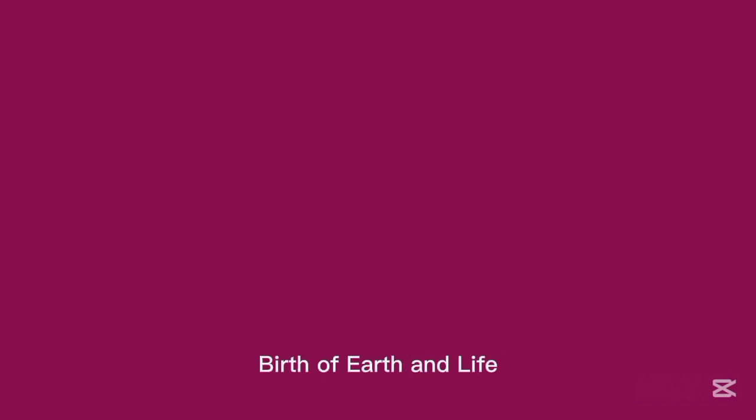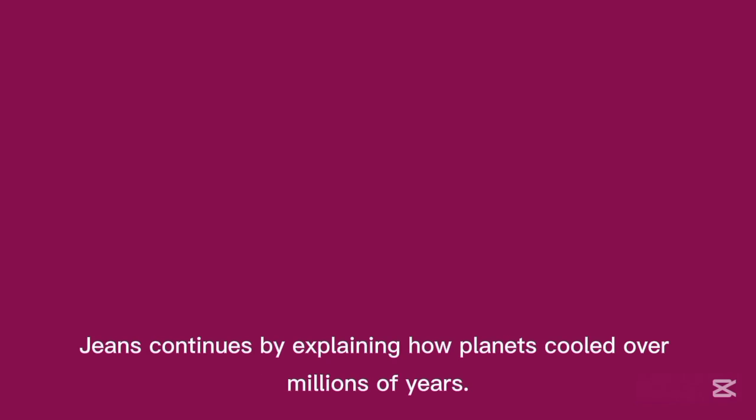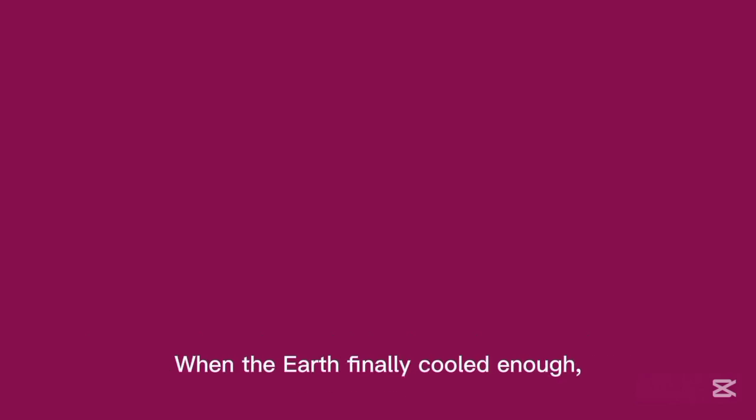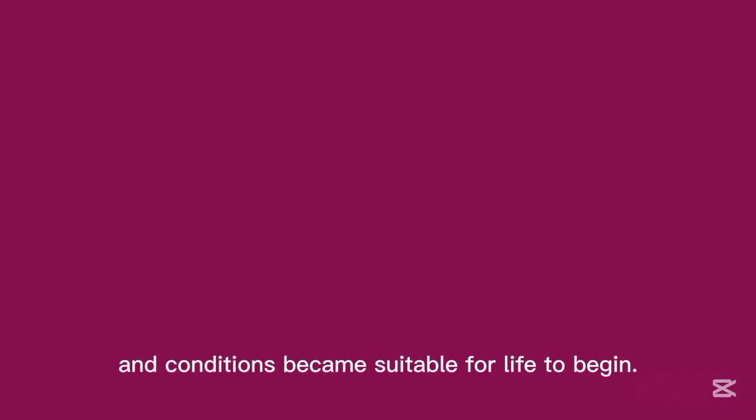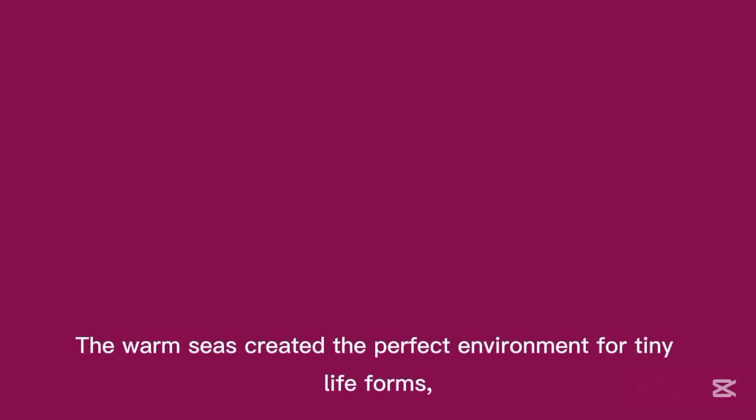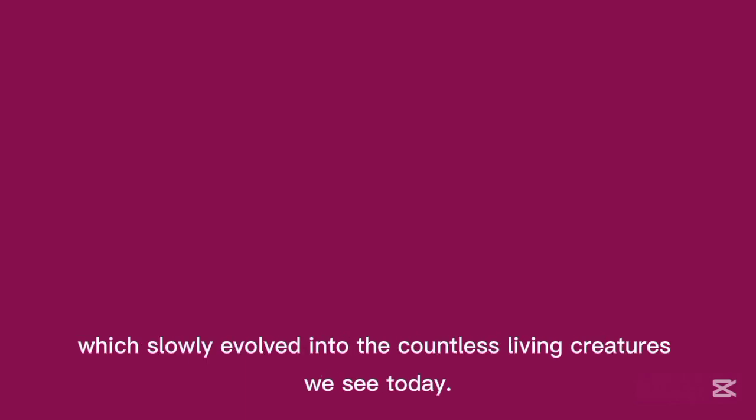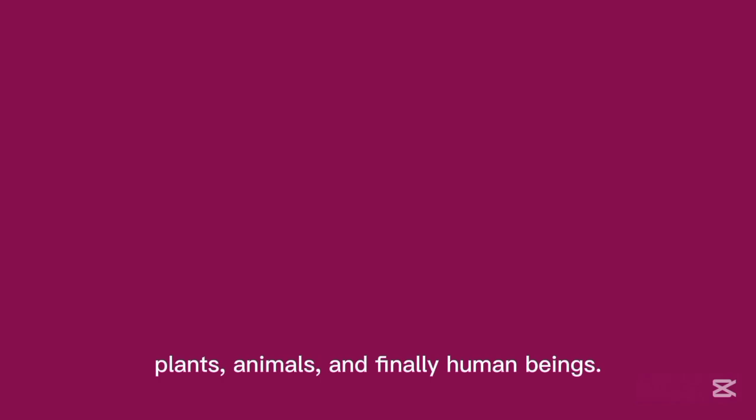Birth of Earth and life. Jeans continues by explaining how planets cooled over millions of years. When the Earth finally cooled enough, water appeared, oceans formed, and conditions became suitable for life to begin. The warm seas created the perfect environment for tiny life forms, which slowly evolved into the countless living creatures we see today. This part of the chapter highlights the long timeline of creation, from hot gases to oceans, plants, animals, and finally human beings.